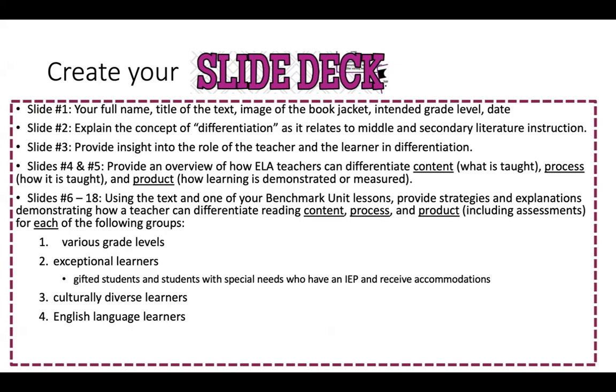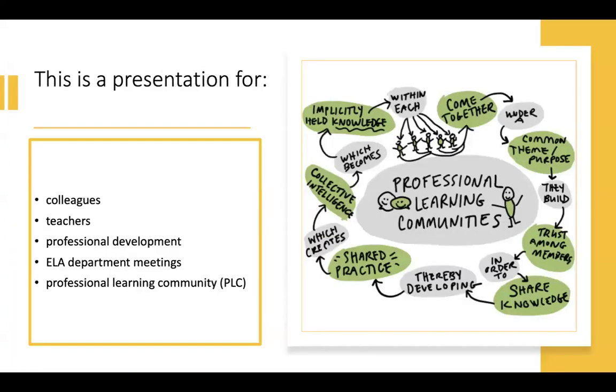For your exceptional learners, your gifted or your special needs, how are you going to differentiate for them regarding the content, process, and product? Same thing for your culturally diverse learners, content, process, and product, and your ELL learners, the content, process, and product. On your final slide, you can have like an MLA style list of works cited. I'm okay with it if it's just links to different sources that you've accessed or used.